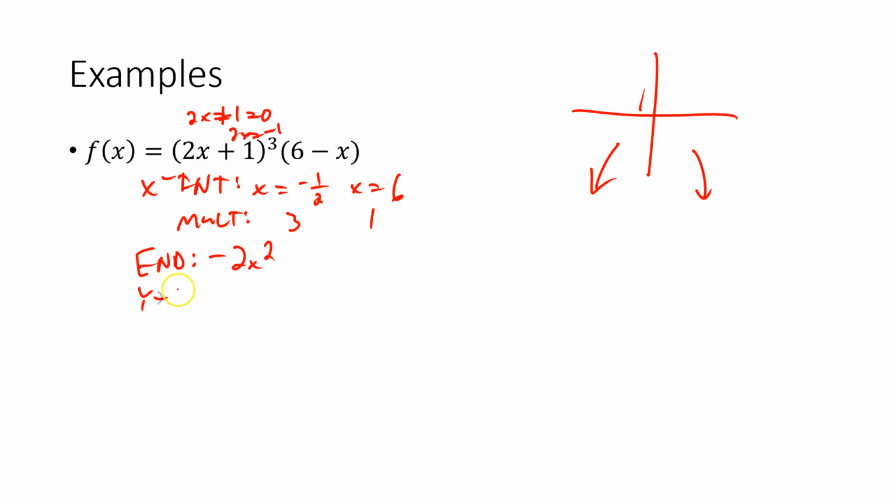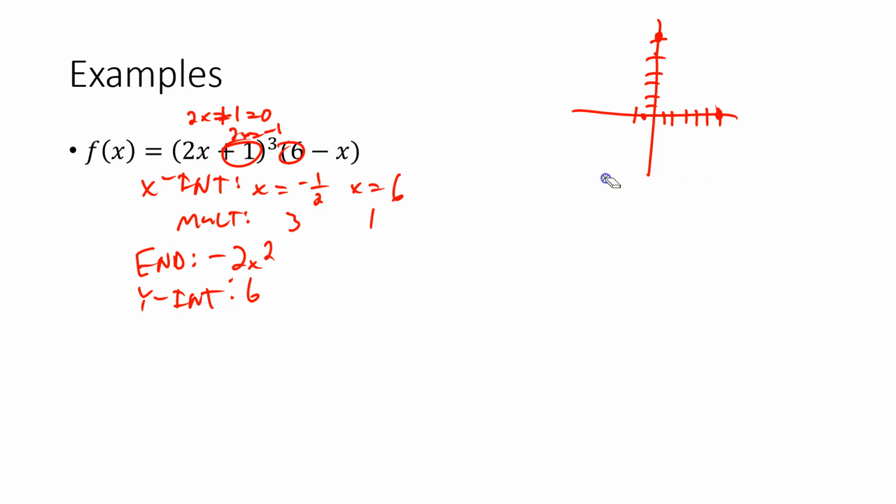Our y-intercept is determined by all the constants. So that's 1 times 6, which is 6. 1, 2, 3, 4, 5, 6, right there. If I could draw. 6, right there. Okay. So, let's see what's going on with our intercepts here. X at negative 1/2, that's right there. And then at positive 6, 1, 2, 3, 4, 5, 6, right there.